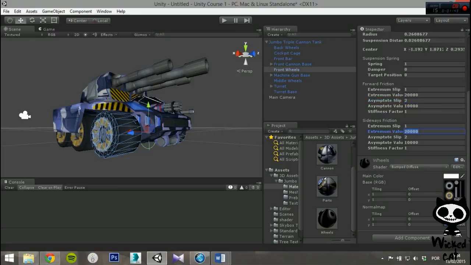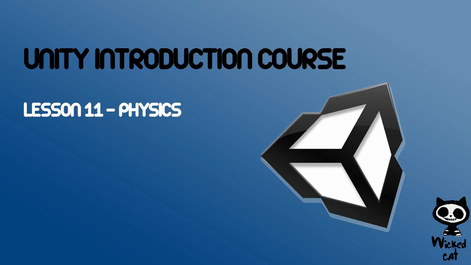Setting the value to 0 will disable all friction from the wheel. You can modify the stiffness value at runtime using a script. This will allow to simulate various ground materials. This was our final video on Unity 3D colliders. On the next video, we will start looking at physics materials.